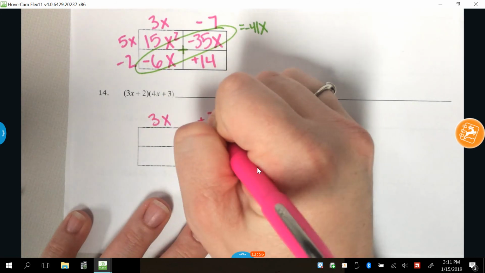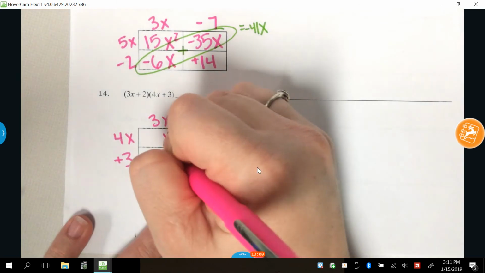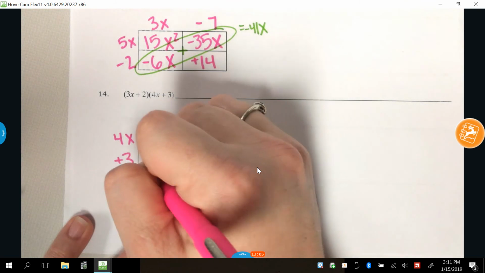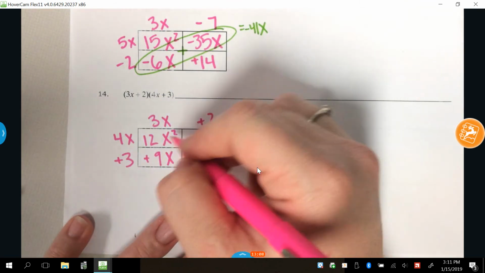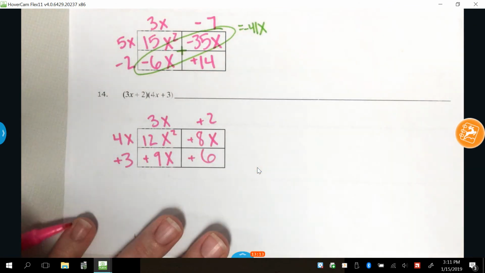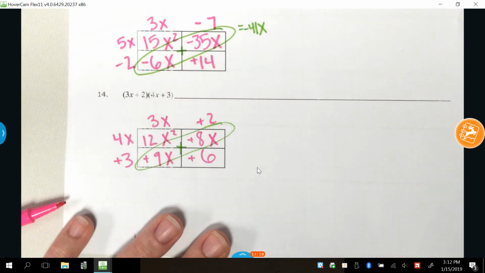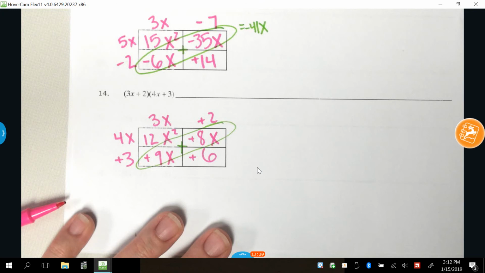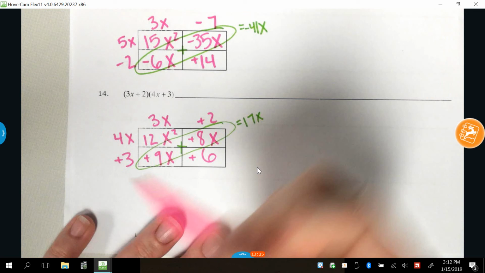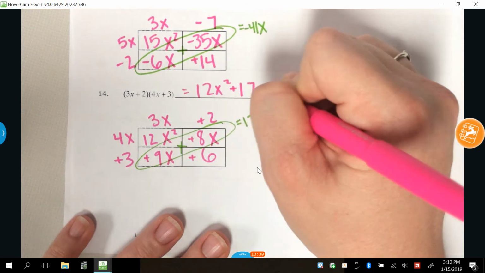3x plus 2, 4x plus 3. Okay, again, x squared, x. 3 times 4 is 12. 3 times 3 is positive 9. 2 times 4 is positive 8. 2 times 3 is positive 6. So positive 9 plus 8 is 17. So it's 12x squared plus 17x plus 6.